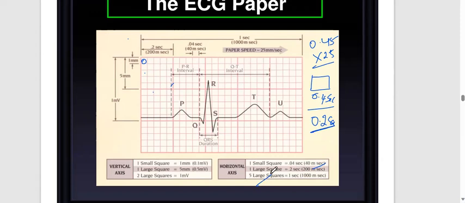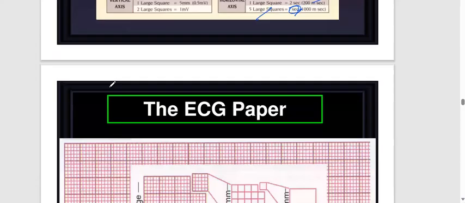5 large squares will take 1 second. So basically, to travel the whole box, we need 1 second. So you have to remember these two things. One small box is 1 mm. Okay, a large box is 5 mm. And how much time? 0.2 seconds for one large box. For whole 5 large boxes, 1 second. So this is the thing you have to remember.